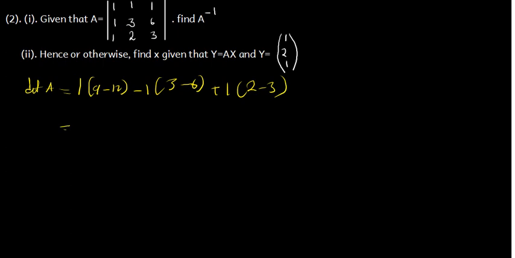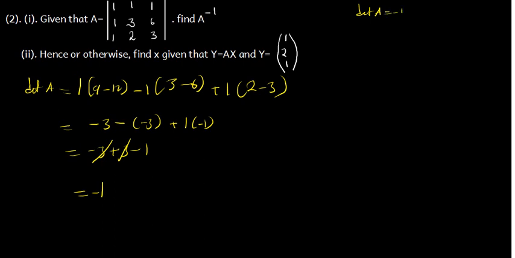So this will give us 9 minus 12, that is a negative 3, minus 3 minus 6, that is a negative 3, 2 minus 3, that is a negative 1. So this is negative 3 plus 3 minus 1. Okay, negative 3 and plus 3 cancel, so the determinant is just negative 1. Let me put it here, that A is equal to negative 1.